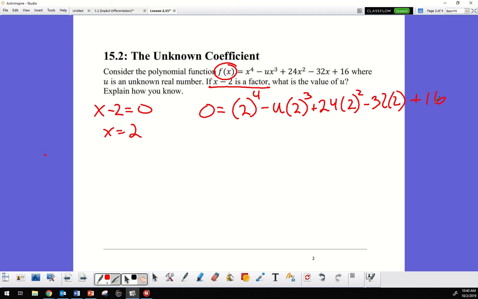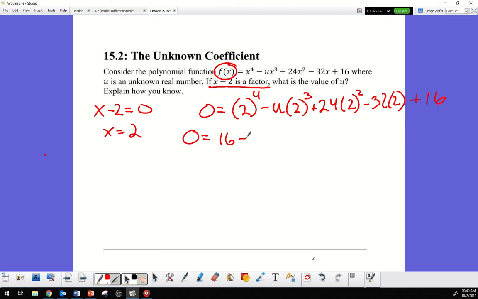So, whole bunch of math here. Now, 2 to the 4th power. That's 2 times 2 is 4, times 2, 8, and then times 2, 16. So that's 4 2's, right? That's 2 to the 4th power. That's 16. So I'm going to write 0 equals 16 minus, all right, now 2 to the 3rd power.